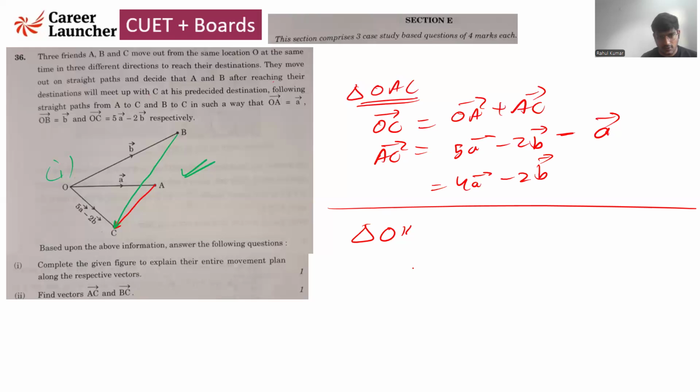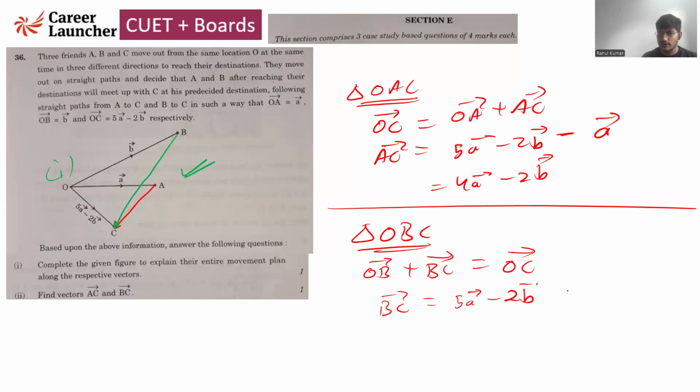Now you will see the triangle OBC. In triangle OBC, OB vector plus BC vector is OC vector, so BC vector is OC vector, which is 5A vector minus 2B vector, minus OB vector, which is B vector. So 5A vector minus 3B vector is your final answer for the second part.